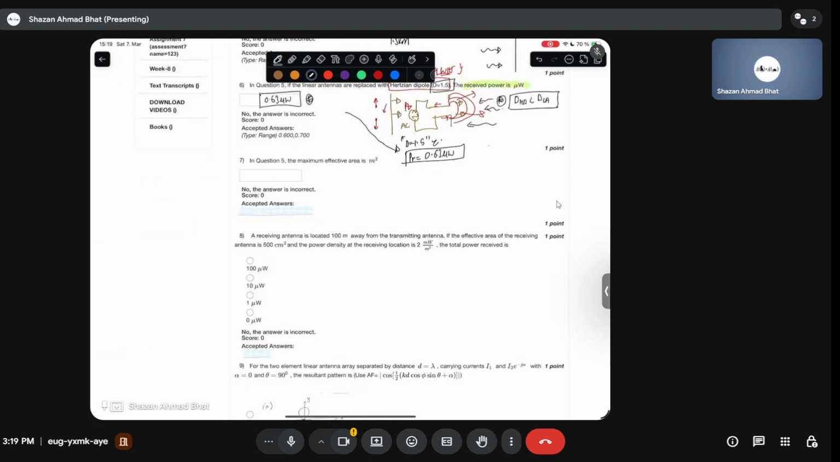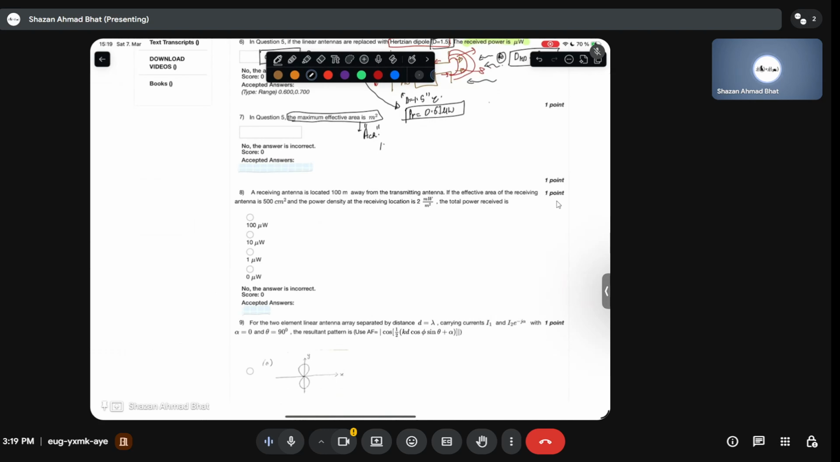Now in question 5, the same question: what is the maximum effective area of the receiving antenna? We need to compute the maximum effective area of the receiving antenna. For that, we know that the maximum effective area is lambda squared times directivity divided by 4 pi. Everything is given, and it comes from antenna theory. It is linking the directivity and the aperture area. Essentially, you have to use D equals 1.64.